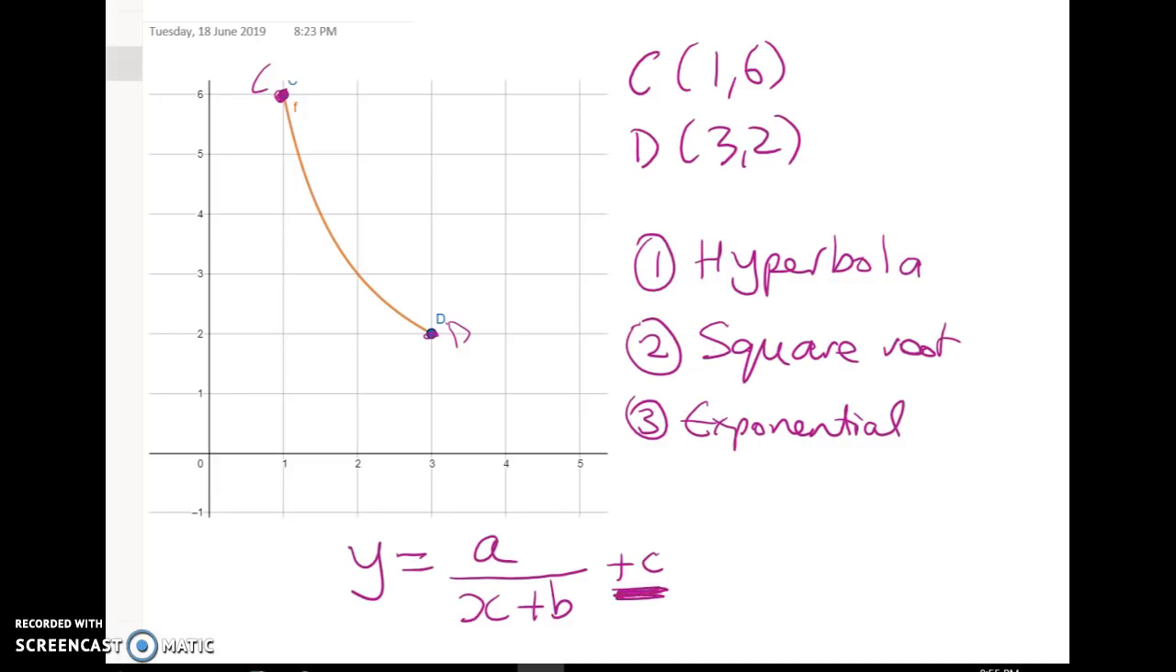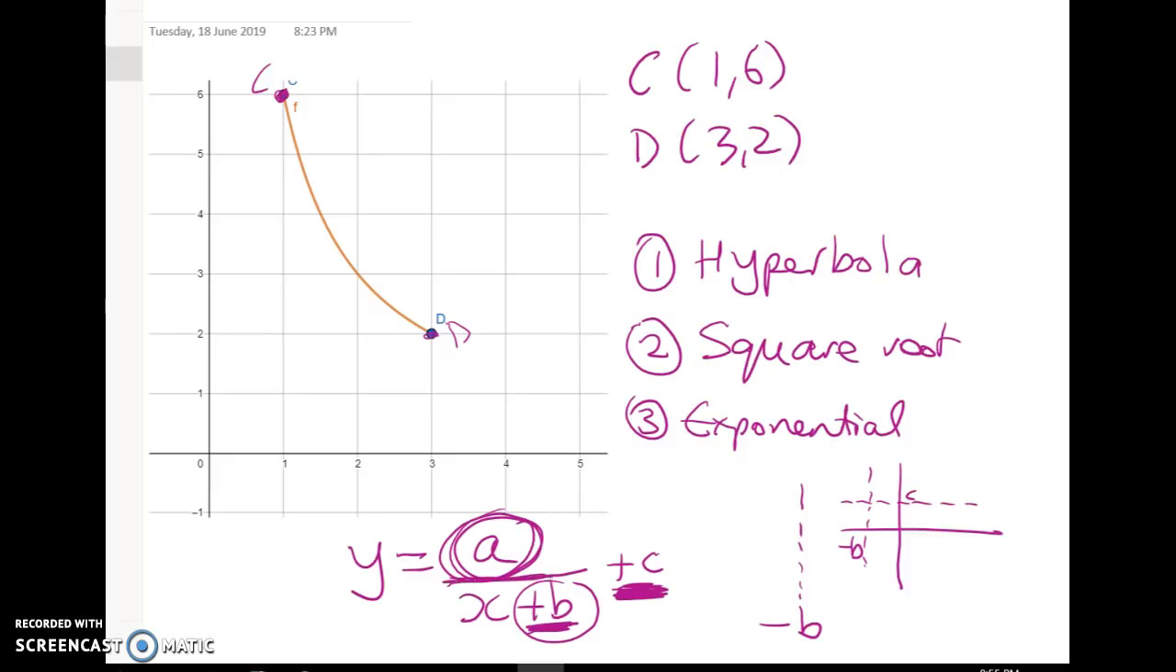Now the plus C is going to be where I've got a vertical shift, so I'm going to have an asymptote at that value. The plus B in here is giving me my vertical asymptote at negative B. Right, so let's draw some axes up quickly. So the B here means a vertical asymptote there, and the C here means a horizontal asymptote here. Don't think too hard about the A. The A is a vertical stretch factor.